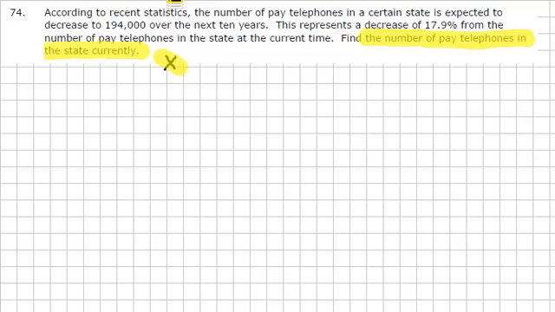The next thing that we want to do is to try and write an equation that represents the problem situation. As we read through the problem, we see that the current number of paid telephones minus the decrease will be equal to the number in 10 years.